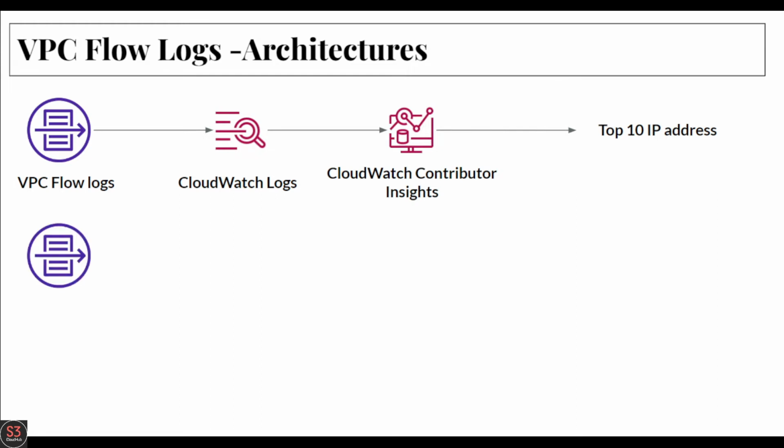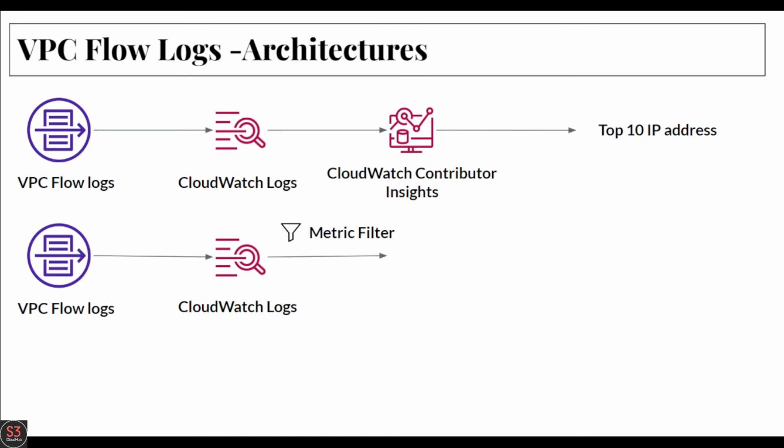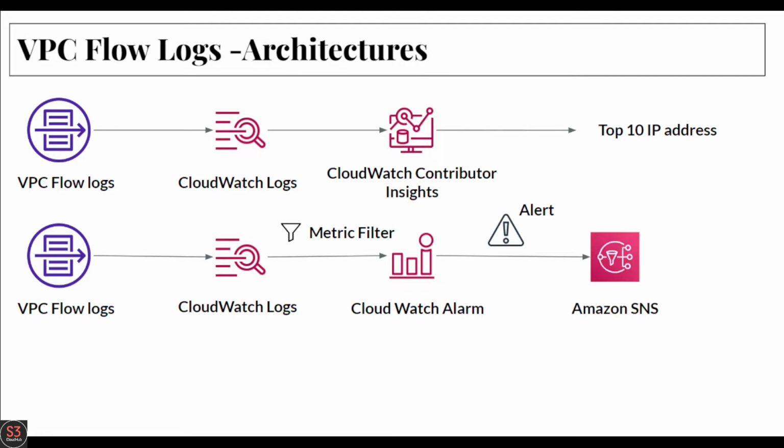In the second architecture, the VPC flow logs flow into CloudWatch Logs, and from there we can set a filter, and we can say that if there are a large number of SSH and RDP requests, then you have to create a CloudWatch alarm and set an alert, and you have to send that alert to the Amazon SNS service, so that we can know that something fishy is happening, right? If there are a large number of SSH and RDP requests, then something is happening. So we will come to know by the alert which is sent to our SNS service.